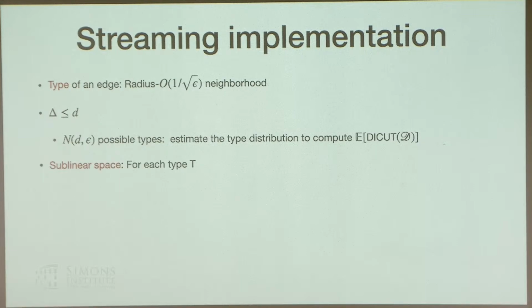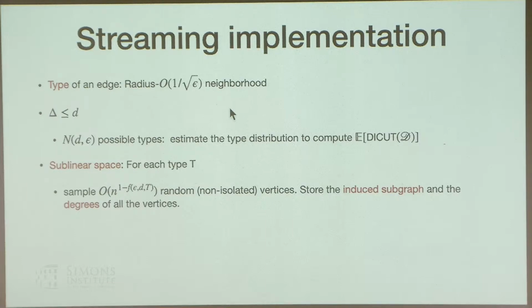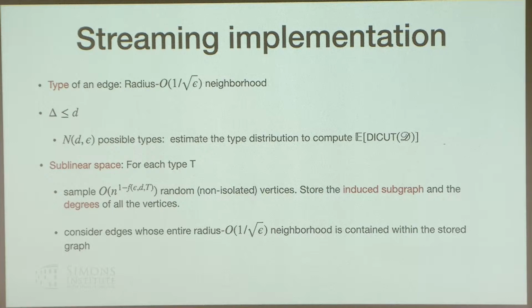So for each type T, we do the following. We sample a bunch of random vertices, which is similar to our previous algorithm that I mentioned. You again store the induced subgraph and also the degrees of all these vertices. And then you only consider those edges whose entire radius neighborhood is contained within the stored graph. As long as you sample enough vertices, you can make sure that for each type, you have some constant number of such edges whose entire neighborhood is within this stored graph.